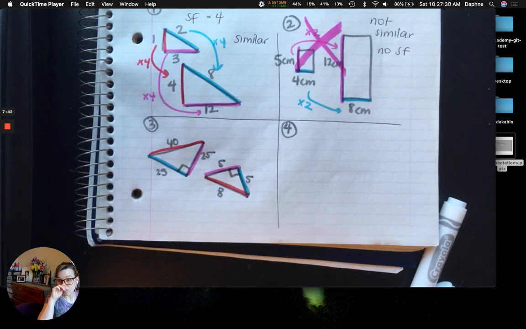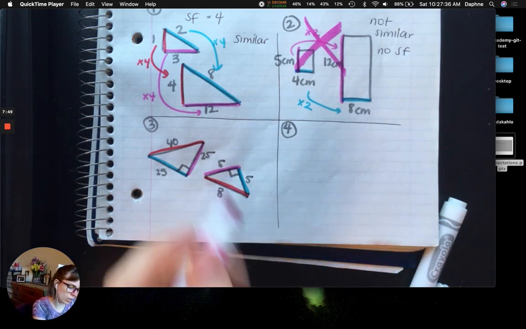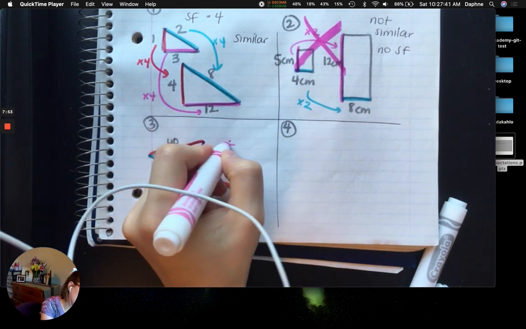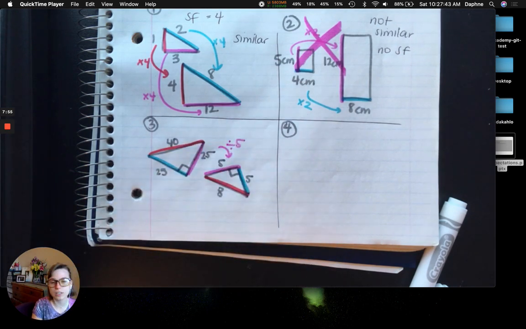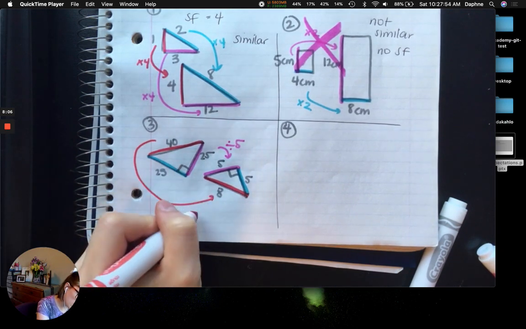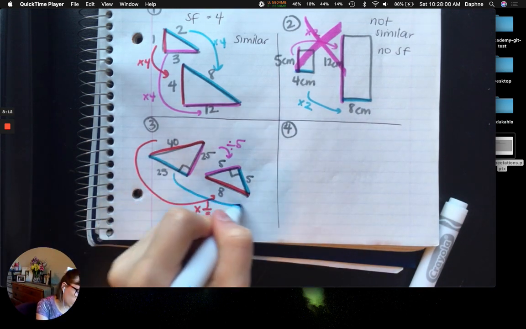Now let's look at scale factors. So going from the large triangle to the small triangle, how do I go from 25 to 5? This is the same as dividing by 5. Now with scale factors, we typically use multiplication. So instead of saying divide by 5, on all the others I'm going to say multiply by 1/5. So dividing by 5 is the same as multiplying by 1/5.